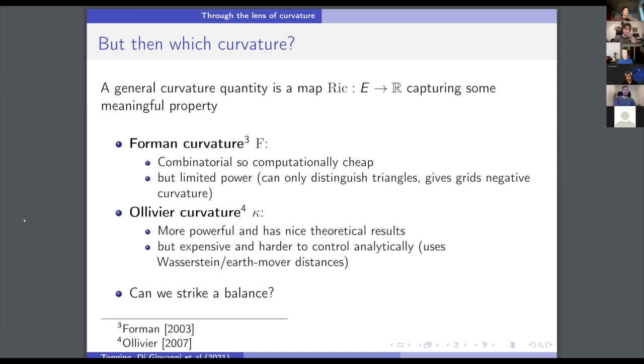On the other hand, Ollivier curvature is much more powerful. This is related to Wasserstein distance and optimal transport. And I think in computer science communities this is called something like Earth Mover's distance. But it's very powerful. So there's a lot of theory that seems to point in the direction that Ollivier curvature is, at least for the time being, the best candidate we have. But it is harder to control analytically and, most importantly, it is expensive to compute unless we resort to some approximations.